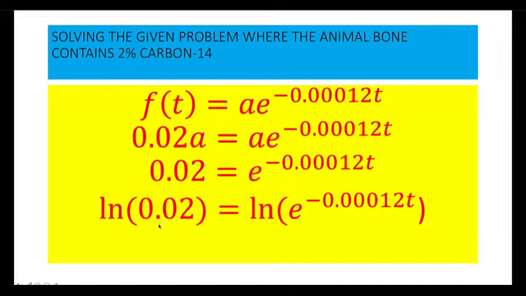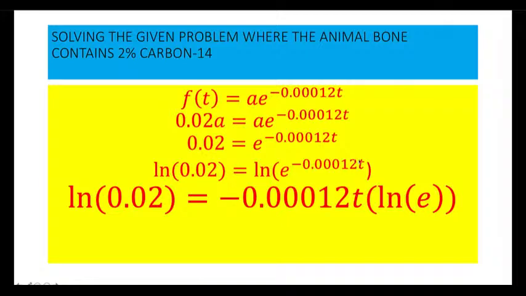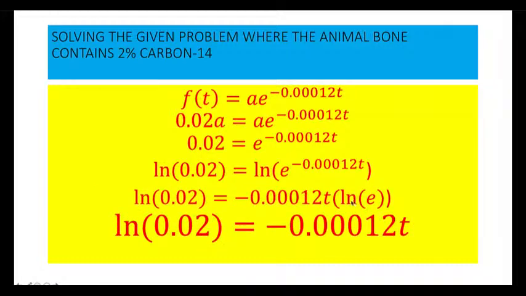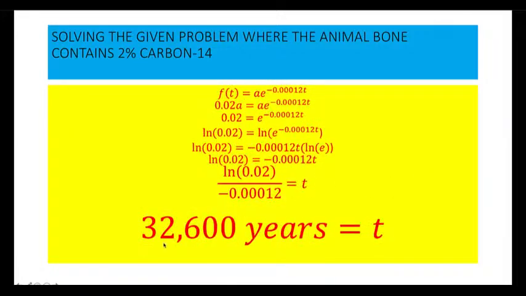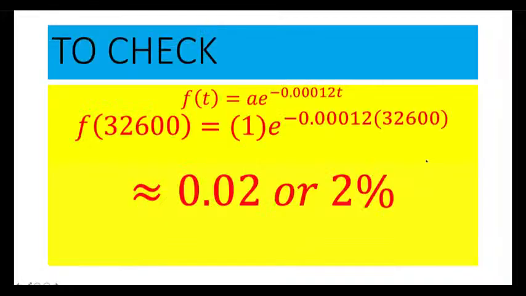So we now have ln of 0.02 equals ln of e raised to this exponent. Applying the property of logarithm, we can write this exponent as a factor in the front. We just copy the left side. And we know from the previous slides that ln of e is 1. So what we are left with on the right side is just negative 0.00012t. We just copy the left side. Then we can divide both sides by this factor so we can compute t. So we now have ln of 0.02 divided by our value of k equals t. And that gives us a value of t of 32,600 years to be the approximate age of our fossil.